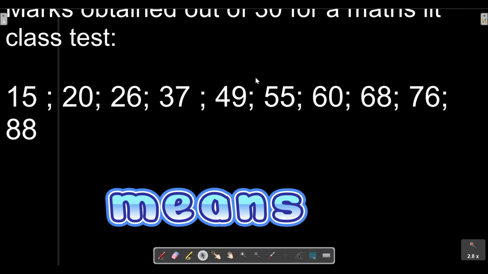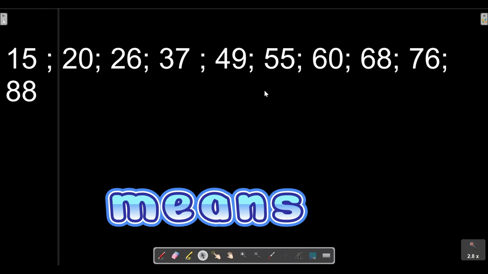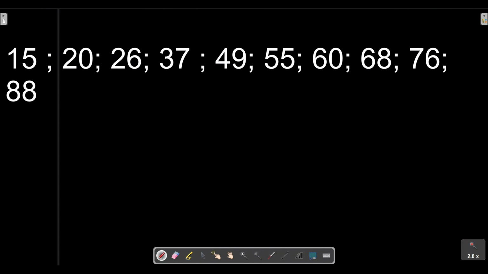Right, so let's see. What would be the minimum for this set of data? That one is nice and easy. The minimum value is the lowest value, so here our minimum is equal to 15. What is the maximum? The maximum value is also very easy to obtain from your set of data because it is the highest, largest value. In this case, our maximum value is 88.